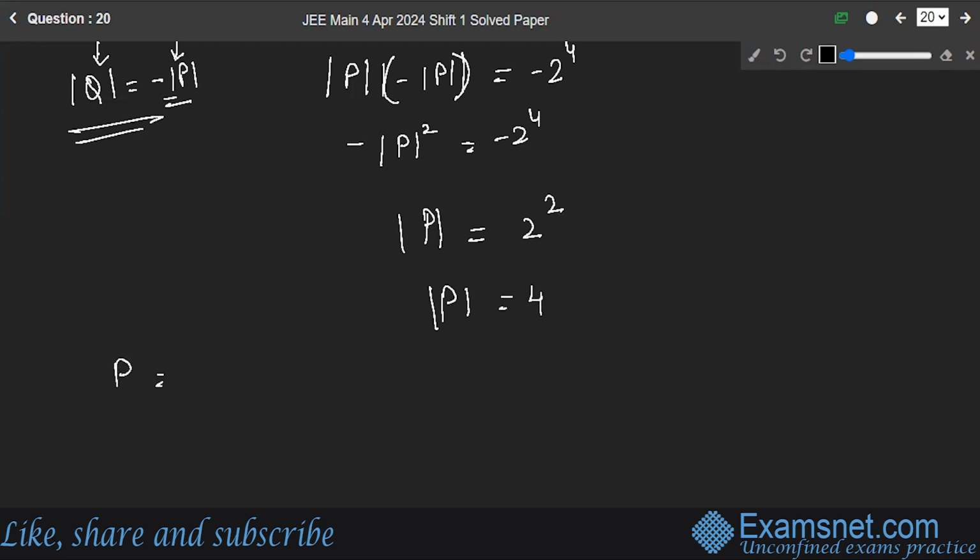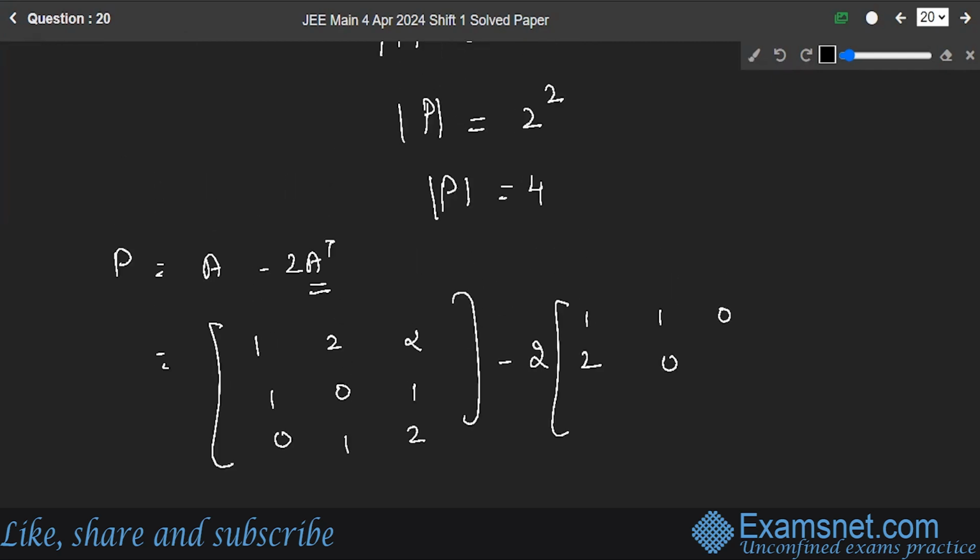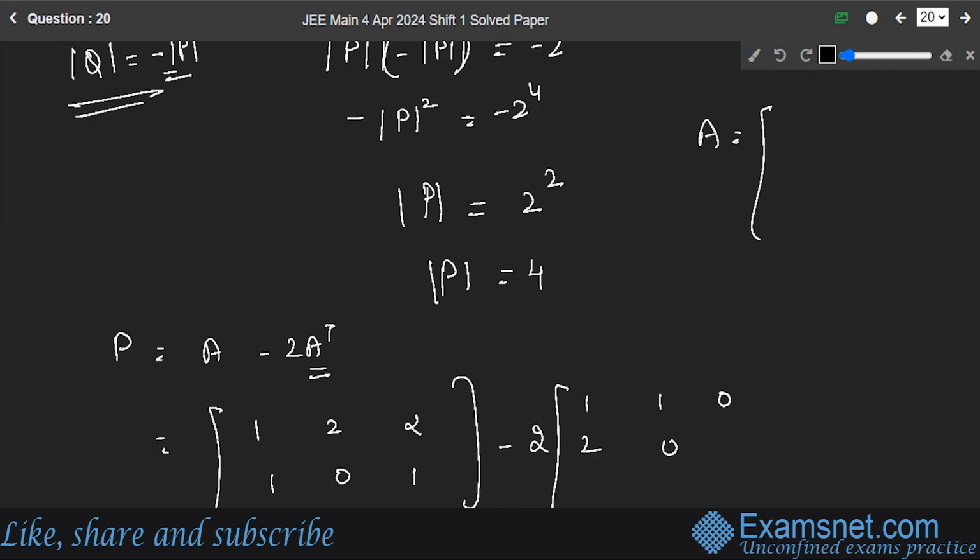And wow, what was your P equal to? P was A minus 2A transpose. Let's write down. Your A matrix was equal to 1, 2, alpha, 1, 0, 1, 0, 1, 2, minus 2, 1, 1, 0, 2, 0, A transpose, right? So first of all, I have done the A transpose. I hope you can do that. So A transpose will be 1, 2, alpha, 1, 0, 1, and 0, 1.